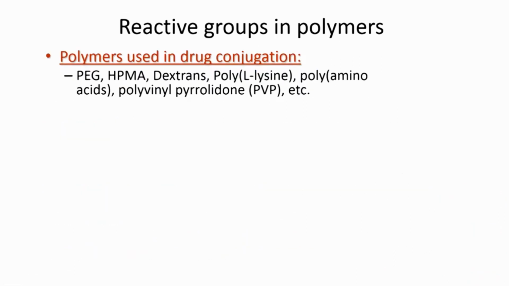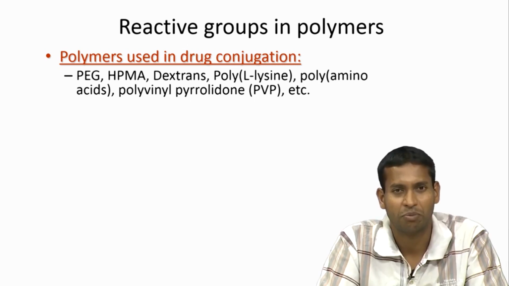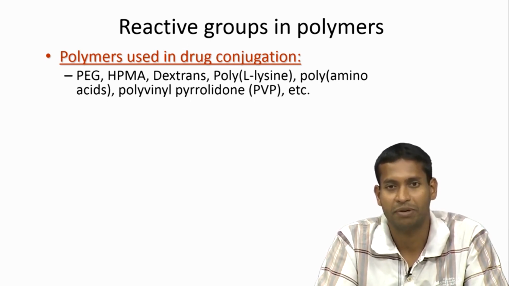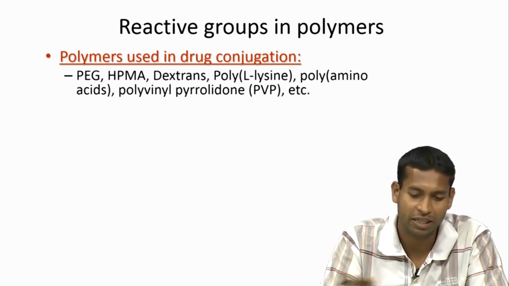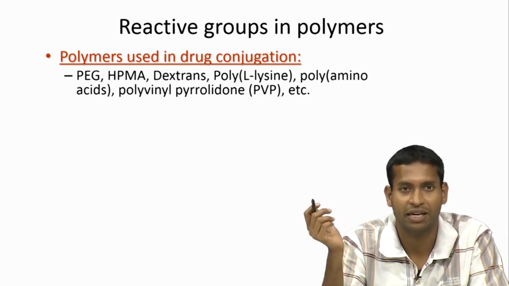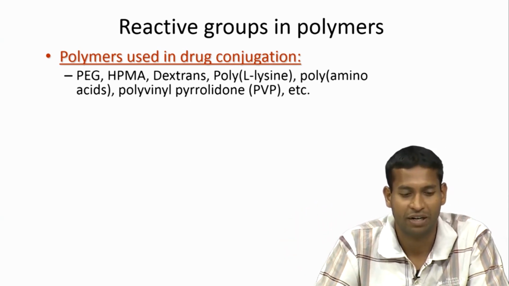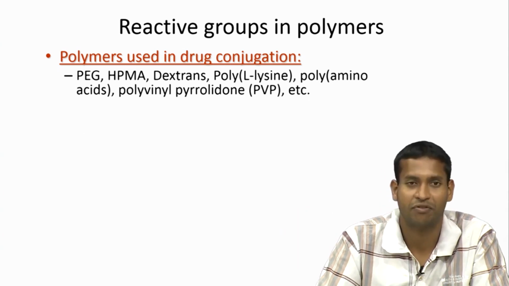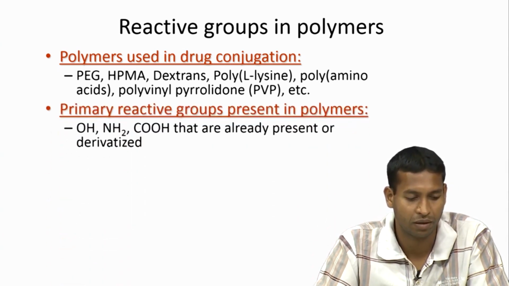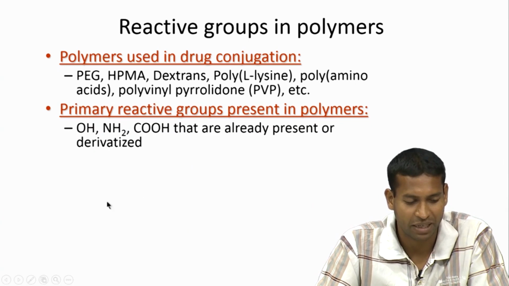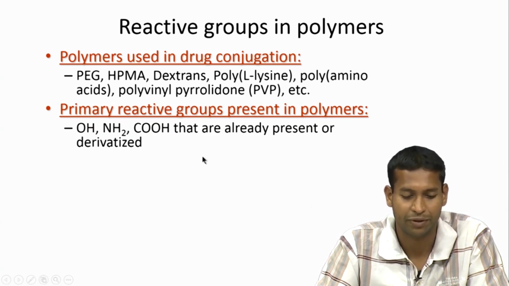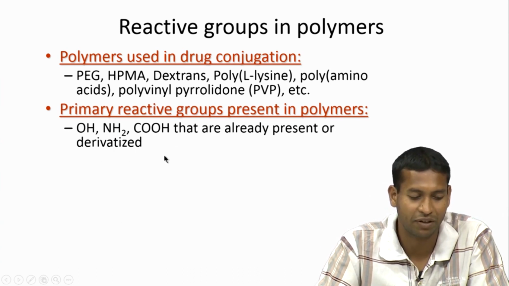Reactive groups in the polymers: of course, we are designing the polymers, we are choosing the polymers. There is a whole lot of library to choose from. All these polymers that we have, they have different functional groups, and you can derivatize them further if need be. The primary reactive groups are again the same, the hydroxyls, the amines, the carboxyls. Unless they are already present, you can further derivatize them.